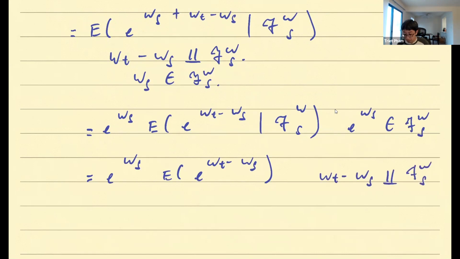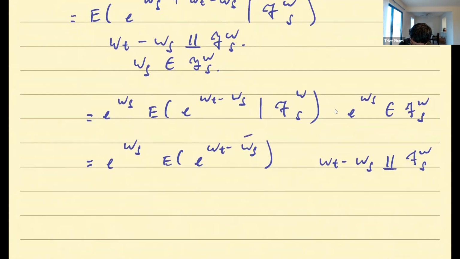Is this okay? Once you drop it, it just becomes a good old expectation, where recall that this guy has a normal distribution, a normal with mean zero and variance t minus s. Therefore, this is e to the 1/2 (t minus s), by the moment generating function property. Any question here?